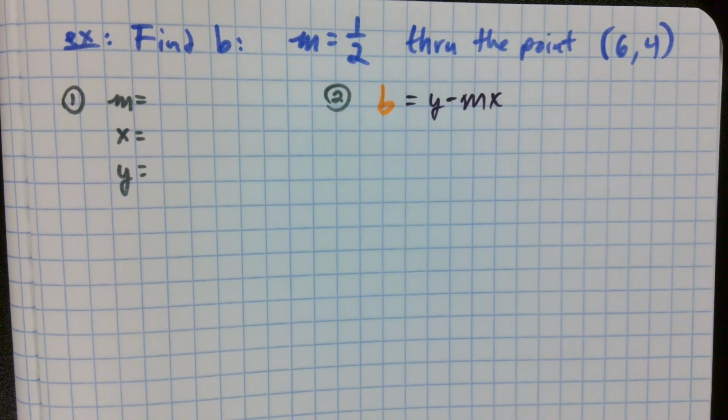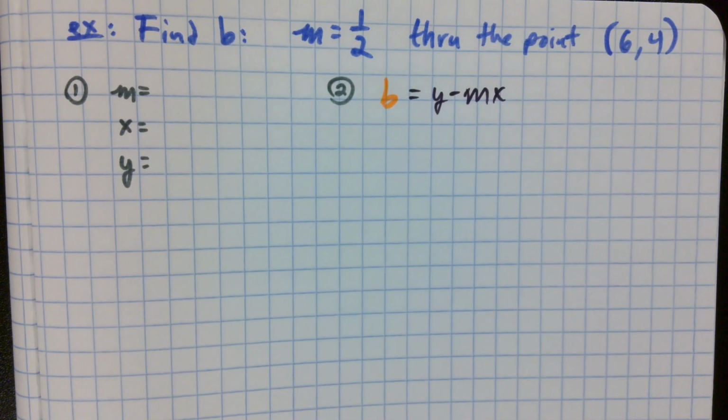B is equal to y minus m times x. And then you'll solve it out from there.